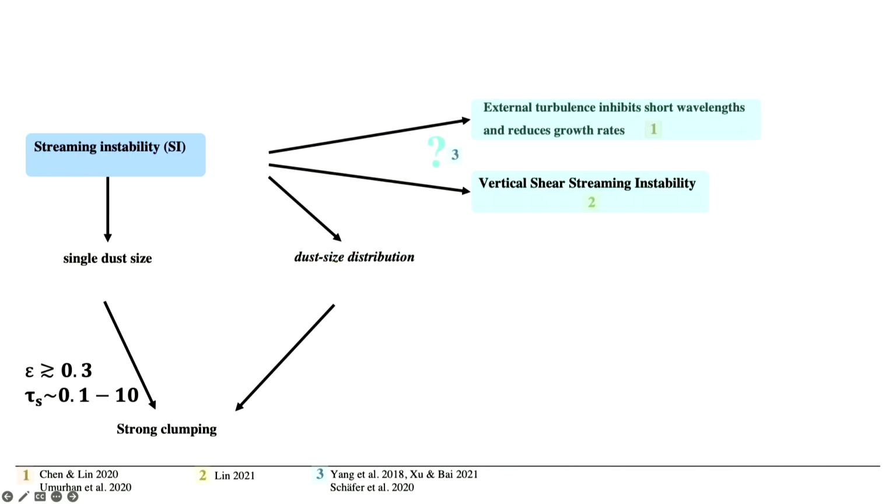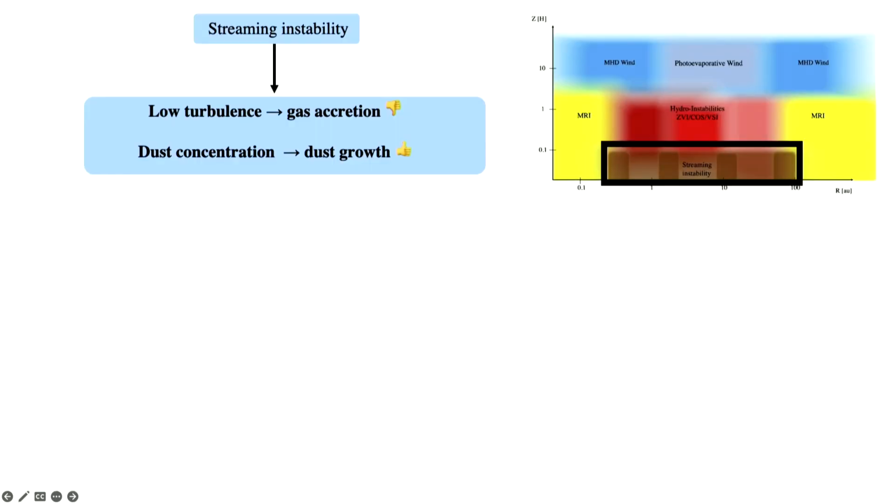If you have external turbulence, it can damp the SI. And there is also a new class, called the vertical shear streaming instability. Just by the fact that you have this pebble layer and the gas layer above, which have a different azimuthal velocity, you can get a new kind of instability. So this has to be investigated. Okay. So to summarize streaming instability, the turbulence from the streaming instability is low, but it's very good for the dust concentration and to grow the dust further.